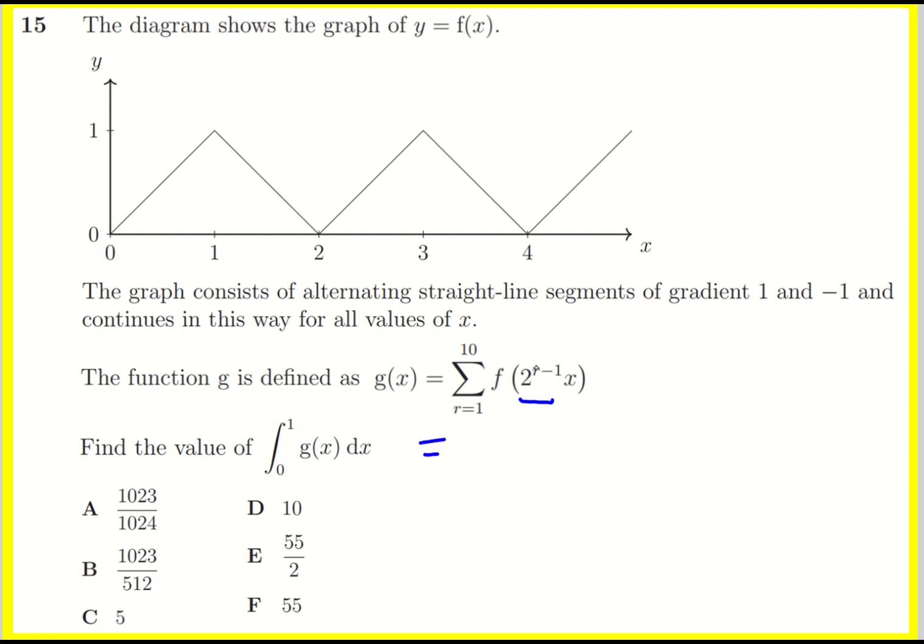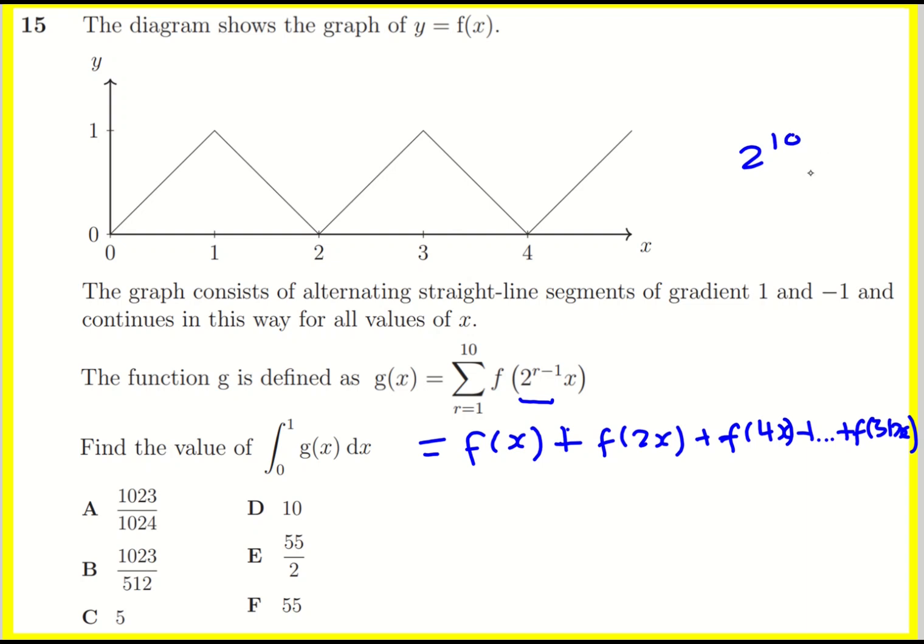When I put r equals 1 in, I'll get f of 2 to the 0 times x. That's just going to give me f of x. And then it'd be f of 2 to the 1, so I'll have f of 2x. And then f of 4x. And we'll just keep going until I get to f of 2 to the 9 times x, which is actually f of 512x. That's not actually that important, but it's worth knowing that 2 to the 10 is 1024.